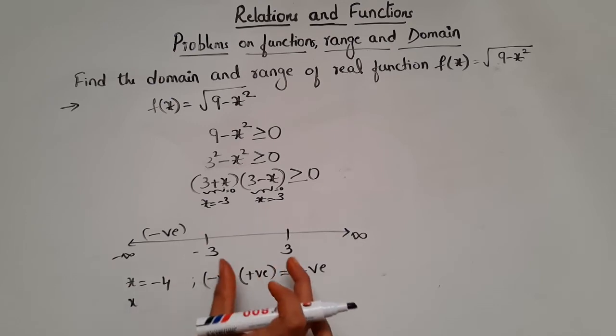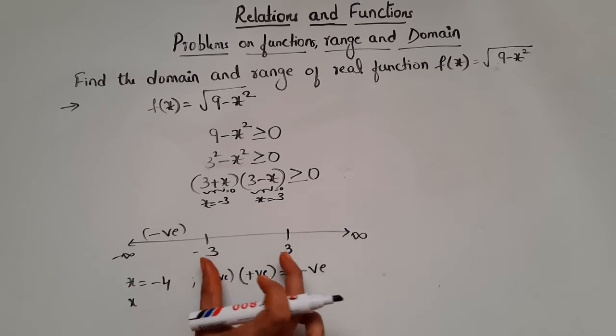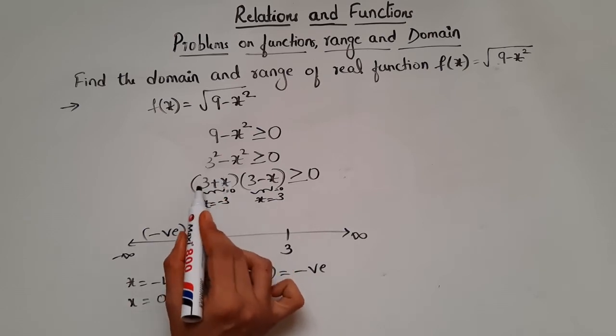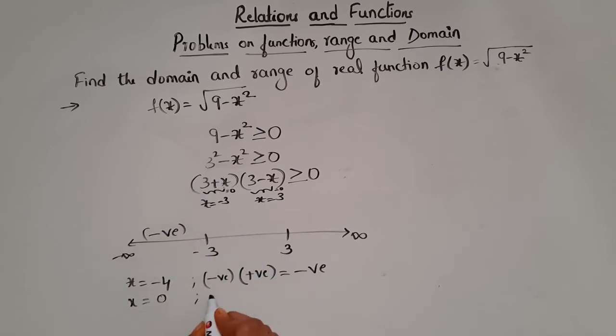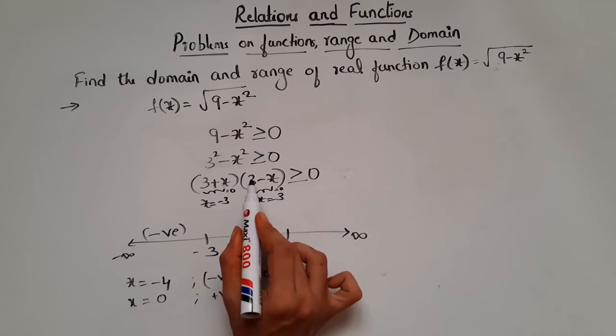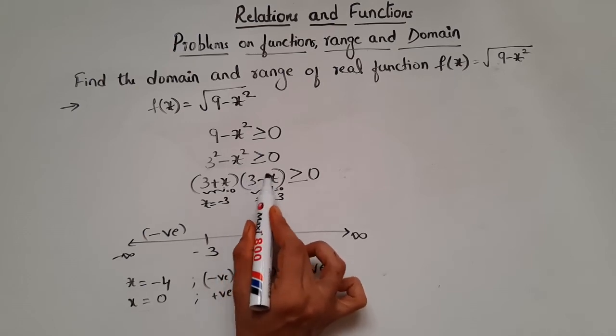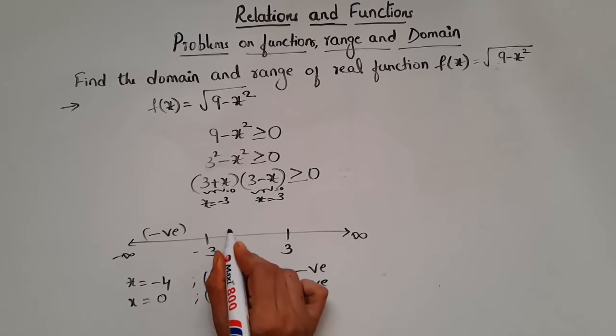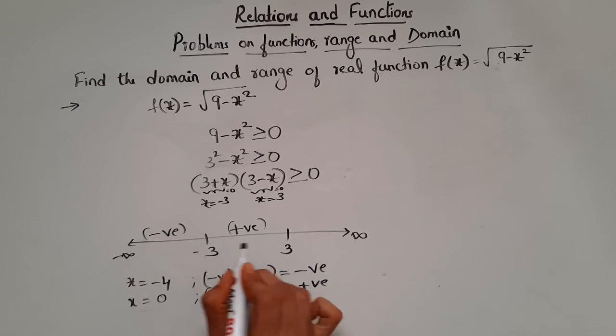Similarly, now we will take x from minus 3 to 3. In this region, let's take x equal to 0. At x equal to 0, this factor is positive, so you will get positive. Here at x equal to 0, 3 minus 0 is also positive. So positive into positive will give you positive. So this is positive from minus 3 to 3.